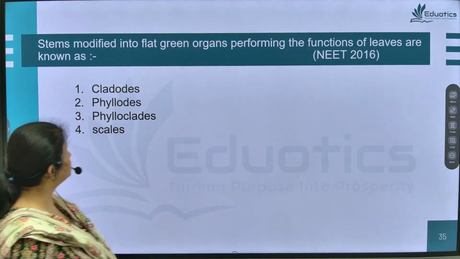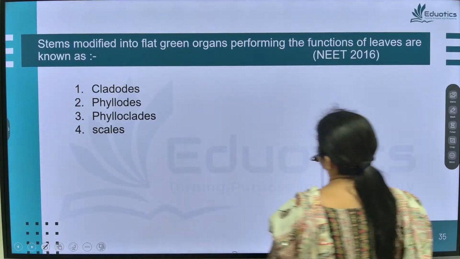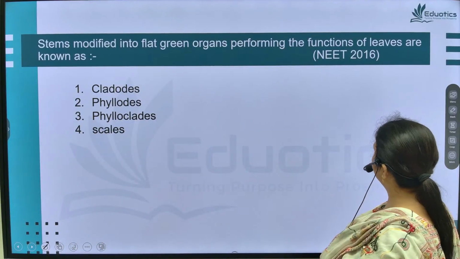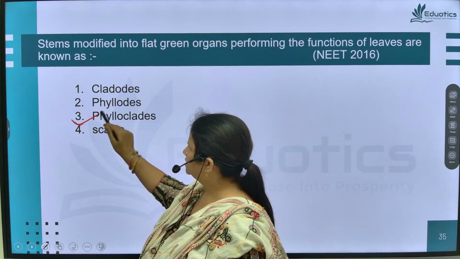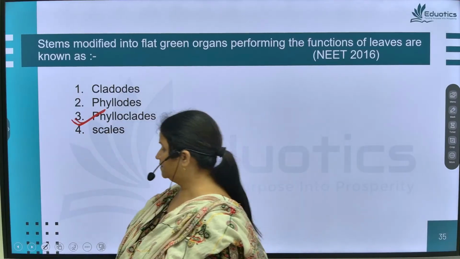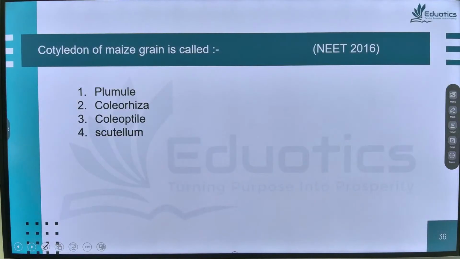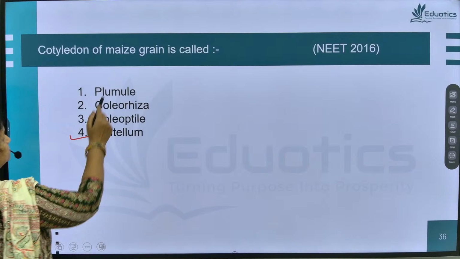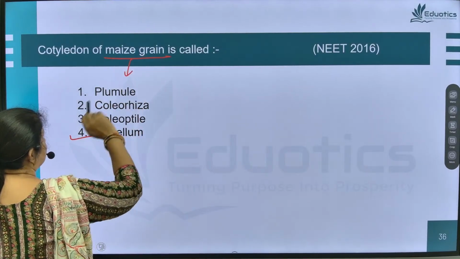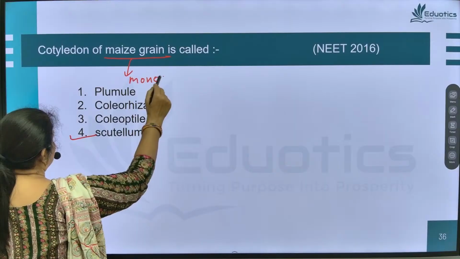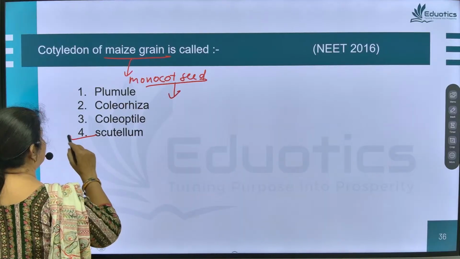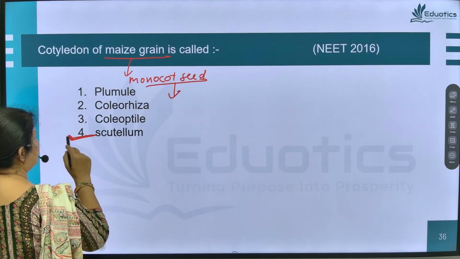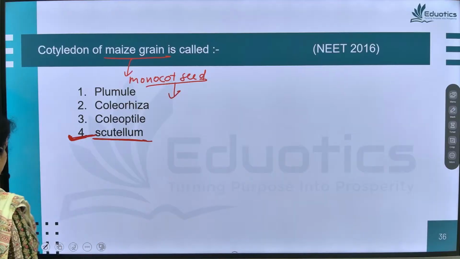Stem modified into the flat green organs performing the function of leaves are known as the phylloclades. Opuntia and euphorbia are the examples of this according to the NCERT. Cotyledon of maize grain: scutellum. Maize grain is a monocot seed, and in the grass family Poaceae the cotyledon is known as the scutellum.